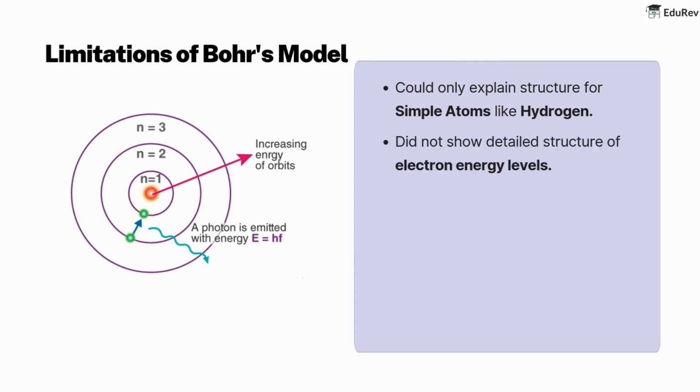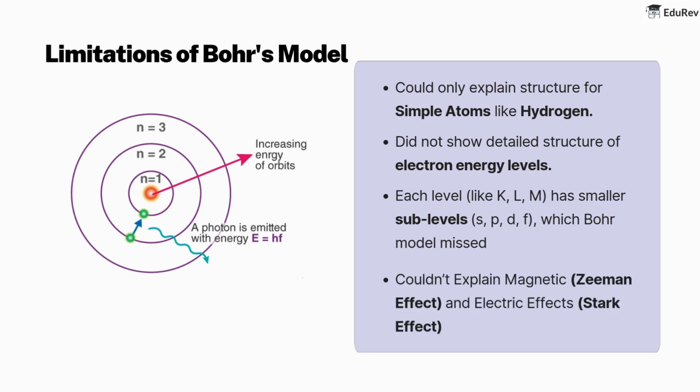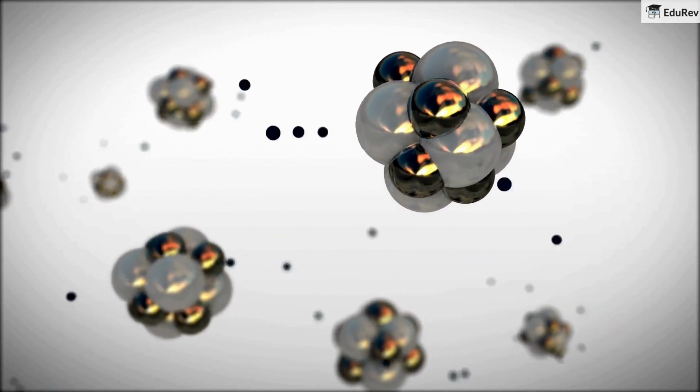The model didn't show the detailed structure of electron energy levels. Scientists later found that each level, like K, L, M, has smaller sublevels S, P, D, F. The Bohr model didn't explain why spectral lines split when atoms are placed in a magnetic field, called the Zeeman effect, or an electric field, called the Stark effect. The model didn't explain how atoms bond with each other to form molecules.